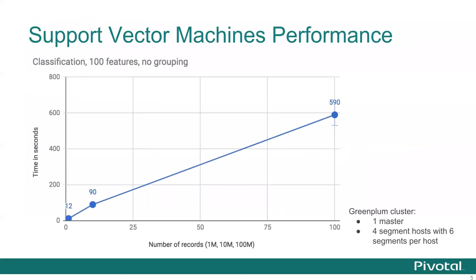This gives you an idea of scalability. In this case, how support vector machines scales for data sizes of 1 million, 10 million, and 100 million rows. And as you can see, the scalability of runtime is linear, or in fact, sublinear.